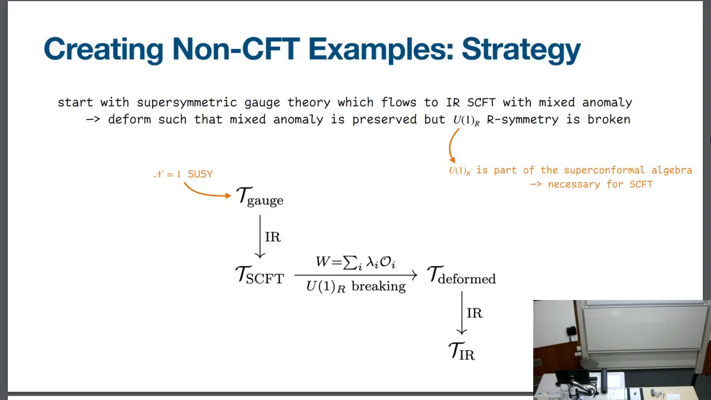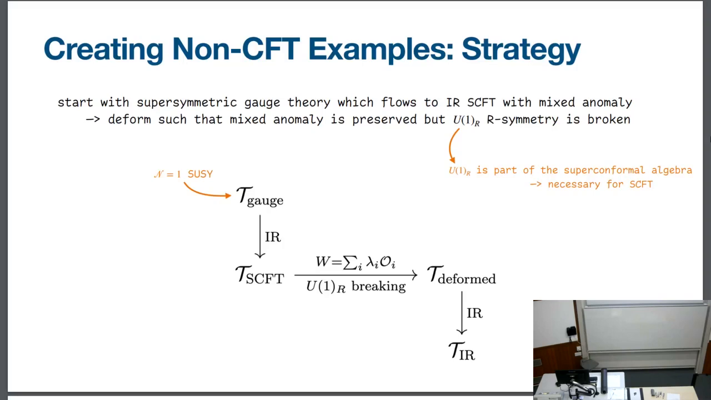So it's schematically depicted like this. Start with the gauge theory, flow to a CFT, turn on a superpotential deformation which breaks the U1R, preserves the mixed anomaly, you get something, and then ask questions about what's going on in the infrared of this system. Can you say something about the structure of its vacuum? What does it mean that it breaks the symmetry?